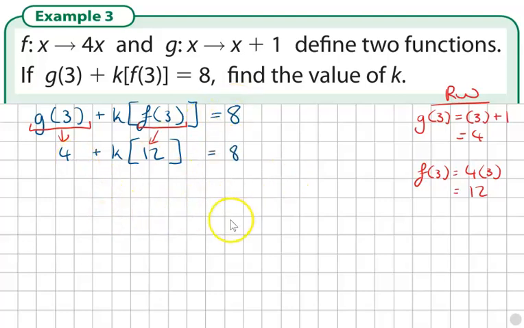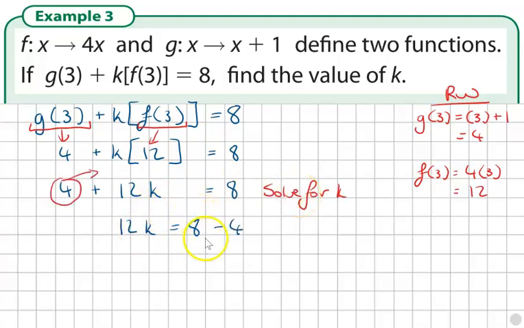So then we're just going to simplify and solve. So multiplying out our brackets. So k times 12 is 12k. A number times a letter, we stick them together. And then solving for k, bringing letters to the left, numbers to the right. We get 12k equals 8 minus 4. So 12k is equal to 4, and dividing both sides by 12, we get k is equal to a third. So we are asked to find the value of k. K is equal to a third.